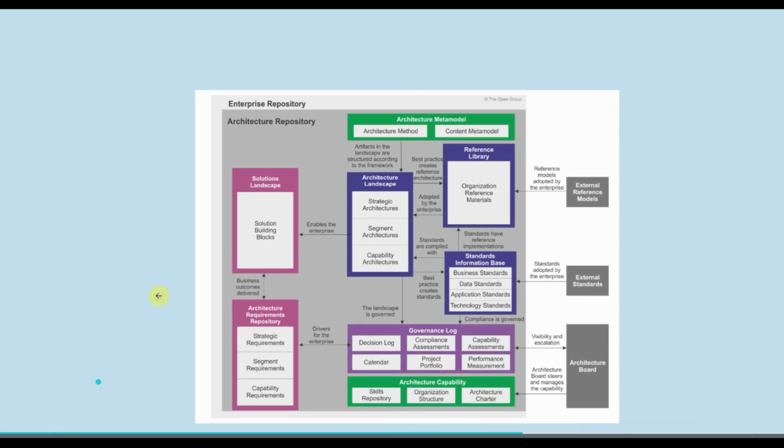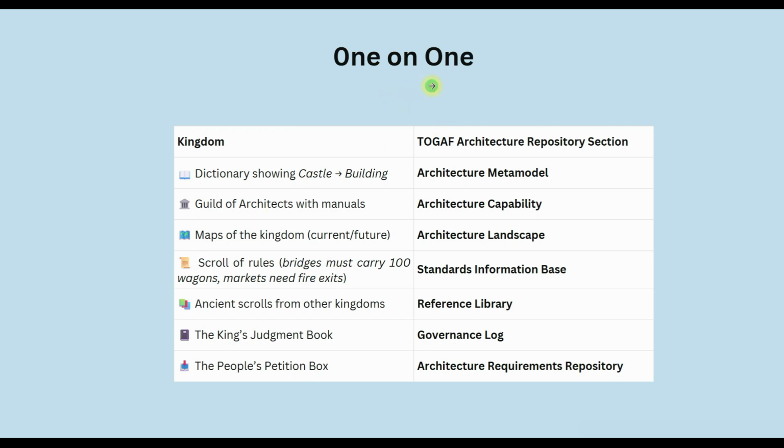Hope this is clear. So the one-on-one, which we saw in both diagrams, images: the dictionary is the architecture metamodel, and the wheel of architects with manuals is the architecture capability. Maps of the kingdom, current and future, is the architecture landscape, and the scroll of rules is the standards information base. This is one of the rules: bridges must carry 100 wagons. Markets need fire exits. So they are making some principles and some rules there. Ancient scrolls from other kingdoms are the reference library. The King's Judgment Book is the governance log. The People's Petition Box is the architecture requirements repository.